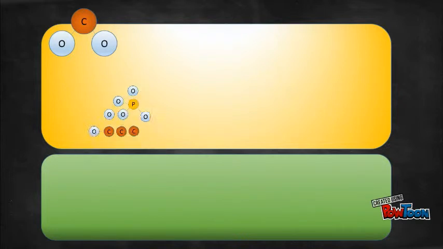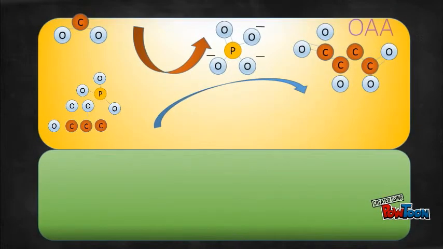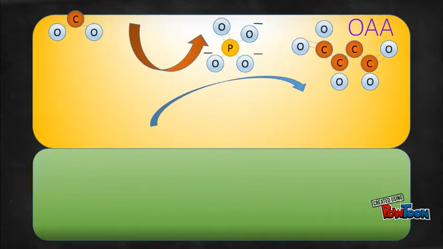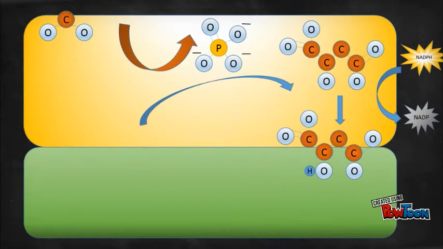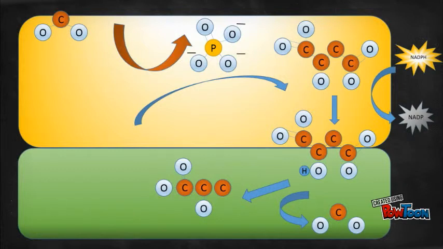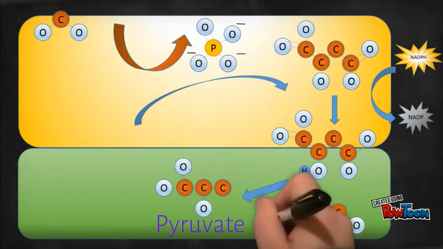In mesophyll cells, carbon dioxide is accepted by PEP to form oxaloacetate, which is a 4-carbon compound and the first stable product of C4 photosynthesis. Oxaloacetate is reduced to 4-carbon malate and forms the 3-carbon compound pyruvate and carbon dioxide in bundle sheath cells.